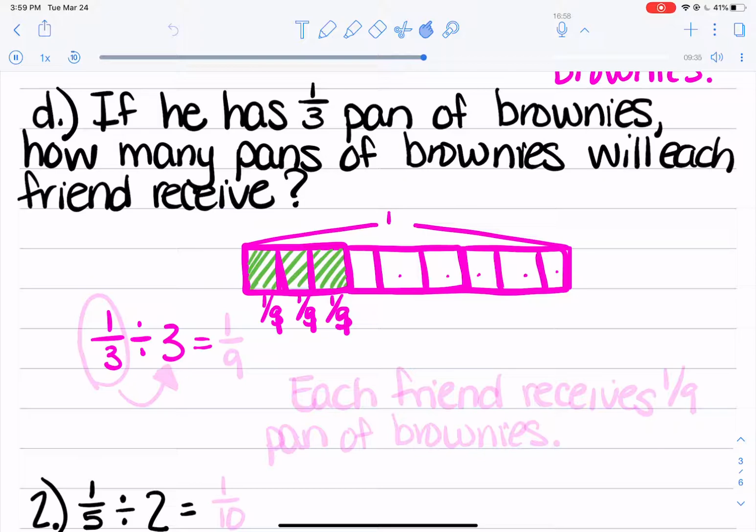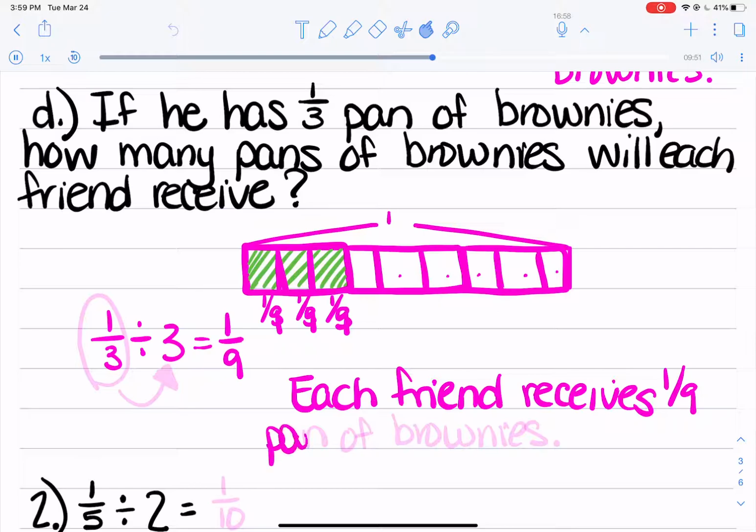So 1/3 divided by 3 is 1/9. So in this case, each friend receives 1/9 pan of brownies. I just want you to be able to see that it's a whole and that it's separated into however many parts, and we have it here. And then each part of that fraction needs to be separated into its 3 friends.